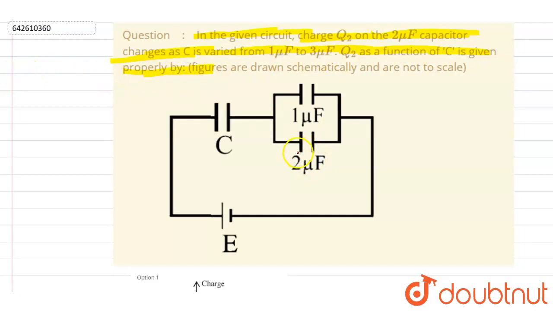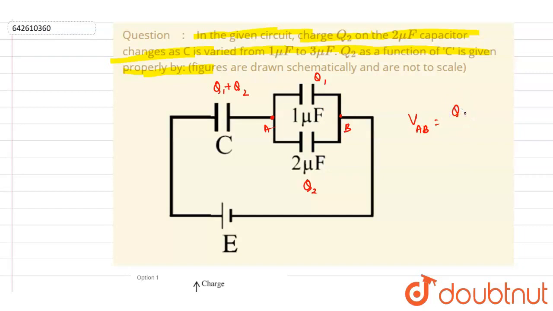So if you see, this is the 2 microfarad capacitor, and in the question it is said to be Q2, and here it is Q1. So the charge on this will be Q1 plus Q2, right? So you can just relate Q1 and Q2. If I write down this point as A and this point as B, I will write down the potential difference between A and B.